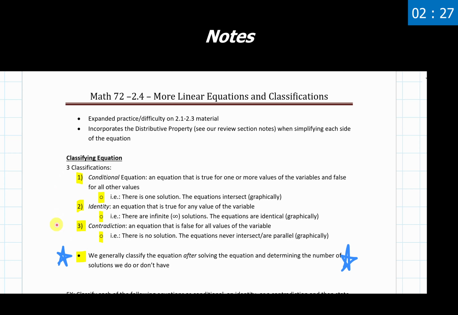And our last one, this is probably the weirdest one that shows up: a contradiction. It is an equation that is false for all values of the variable, meaning there is no solution. It should be noted, do not write in 0 solutions. The reason we don't do that is because in our conditional equation, if I have x equals 0 or n equals 0, the number 0 can absolutely be a solution.